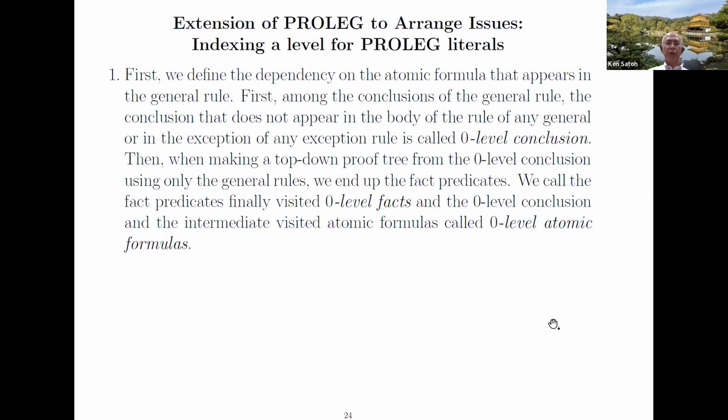results. Firstly, we define the dependency on the atomic formulas that appear in the general rules. Among the conclusions of the rules, a conclusion that doesn't appear in the body of any general rule or in the exception of any exception rule is called a zero level conclusion. Then we make a top-down proof tree from the zero level conclusion using only the general rules, and we end up with the fact predicates. We call the fact predicates finally visited zero level facts, and the conclusion and the atomic formulas visited in between zero level atomic formulas. So basically, we assume that there is no exception, and try to find out which facts are needed to get a conclusion.